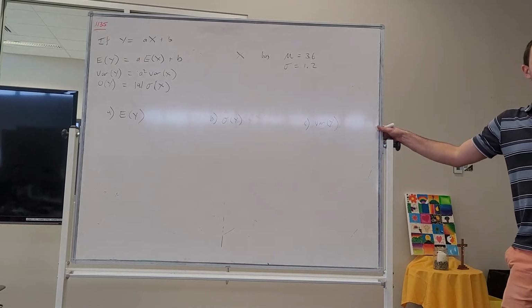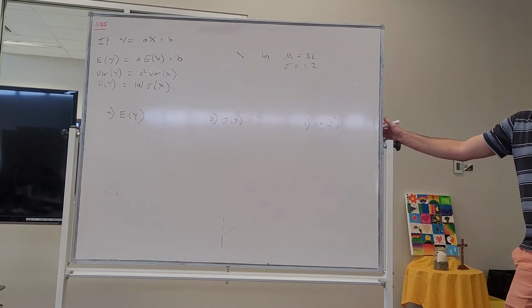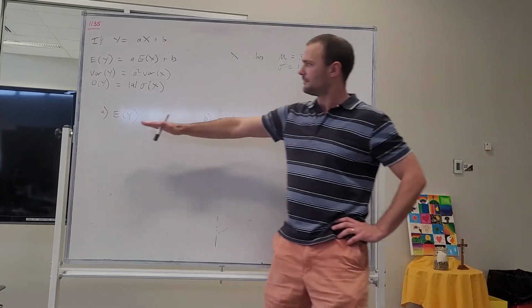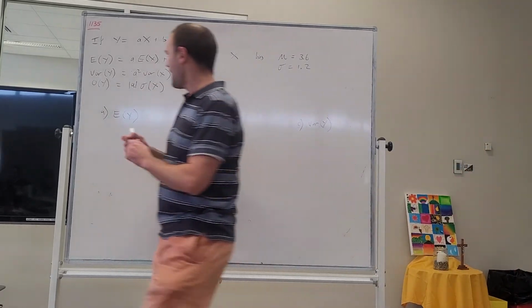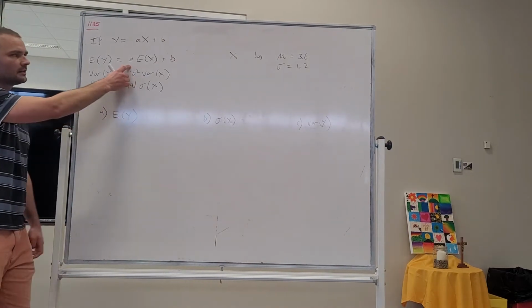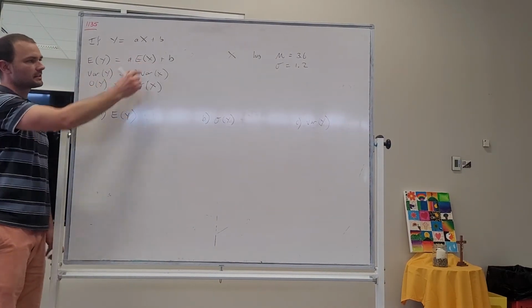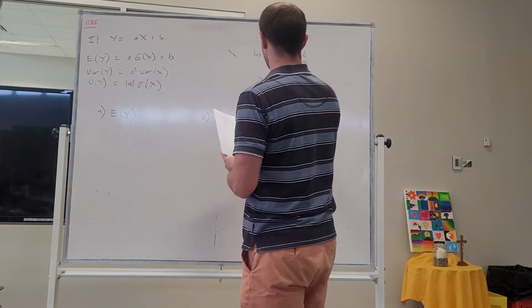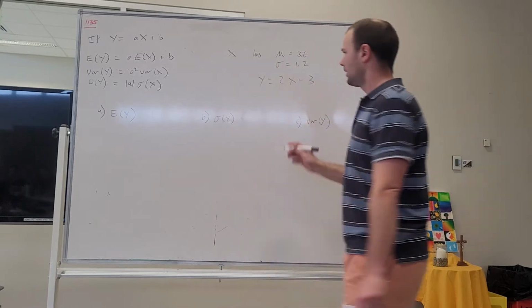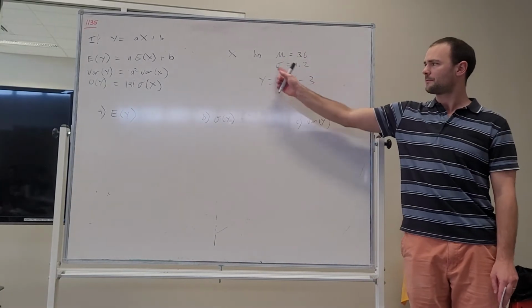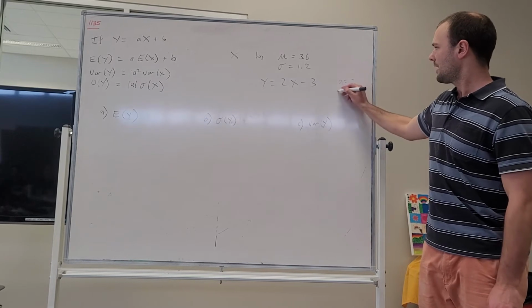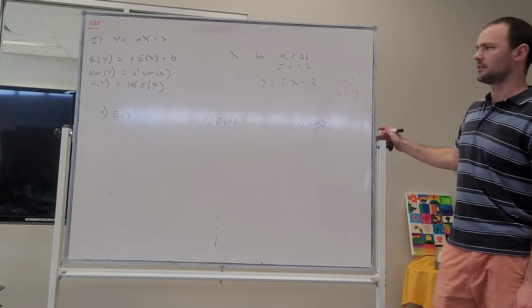So we've got this here. X is some discrete random variable, has a mean of 3.6 and a standard deviation of 1.2. First, we've got to find E of Y. Well, E of Y is equal to A times E of X plus B. Now, I didn't write down the relationship between Y and X. Y equals 2X take 3. So from here we can identify the value of A and the value of B. A is 2 and B is minus 3.